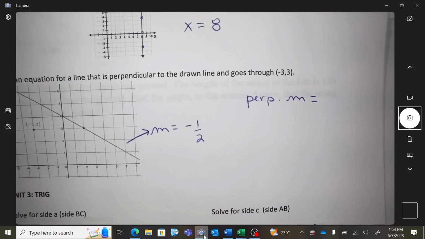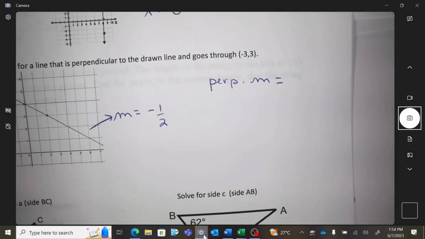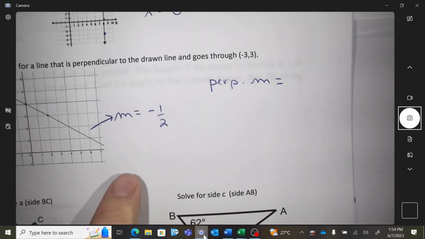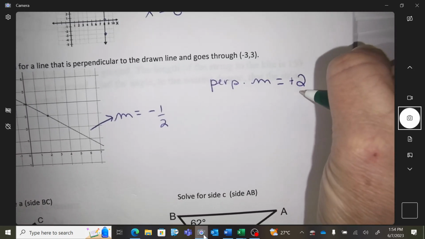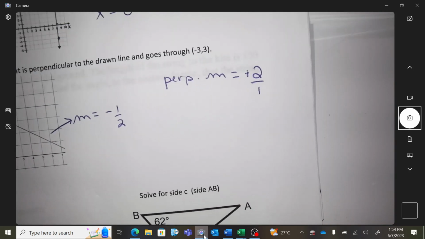So what is a perpendicular slope? What do you do with perpendicular? Do you remember the rule? Switch them and opposite sign. So this is going downhill, so ours will go uphill, so positive. So that's our perpendicular slope.